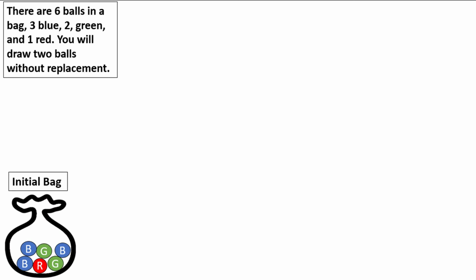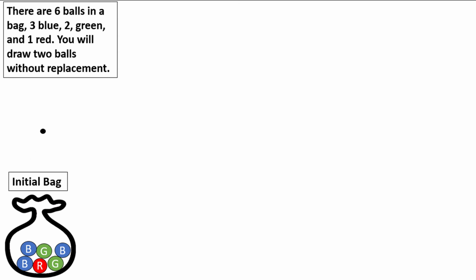Let's look at a slightly more complicated tree diagram. Suppose there are 6 balls in a bag, identical except for color. 3 are blue, 2 are green, and 1 is red. You are going to draw 2 balls without replacing the first ball before selecting the second ball. Let's draw the tree diagram for this situation.